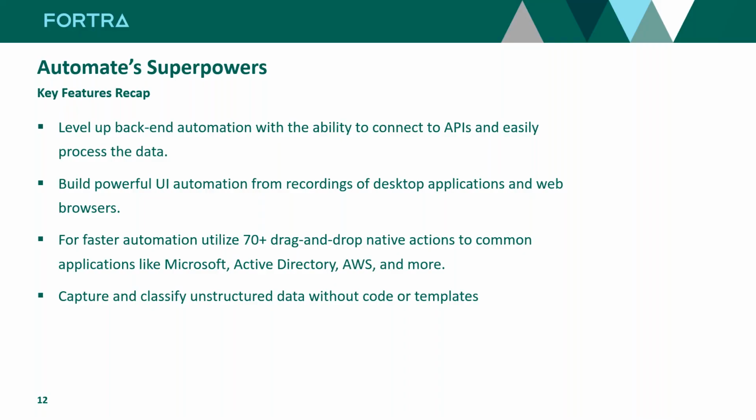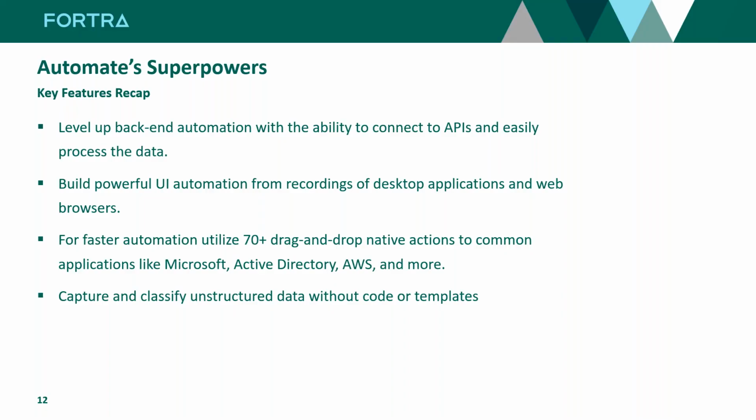Armed with Automate's recorder, you can build powerful UI automations from recordings of desktop applications and web browsers, mimicking end user actions like keyboard inputs and mouse movements. Automate's secret weapon for faster automations are the 700+ drag and drop native actions to common apps like Microsoft applications, Active Directory, AWS, and many more that we saw, giving you the tools to rapidly develop automations with these common apps and technologies. And finally, bring brains to Automate's brawn with machine learning and AI that captures and classifies unstructured data without code or templates.